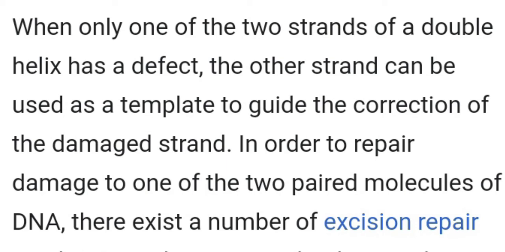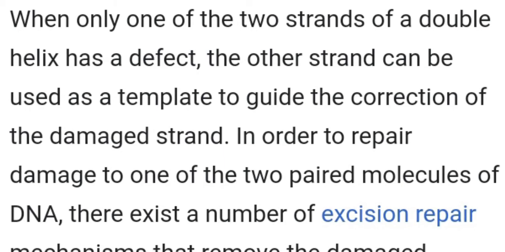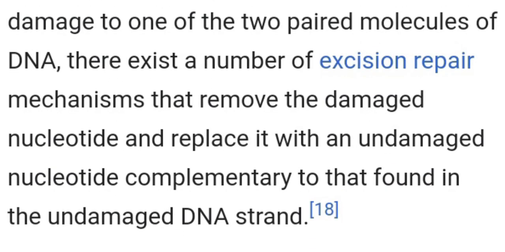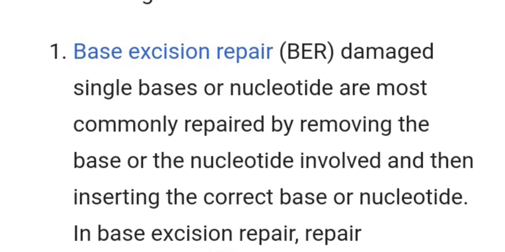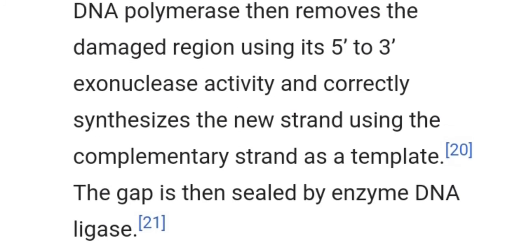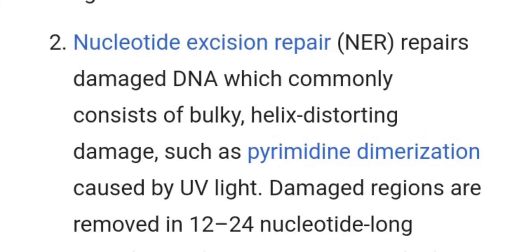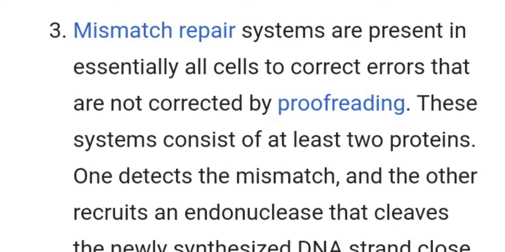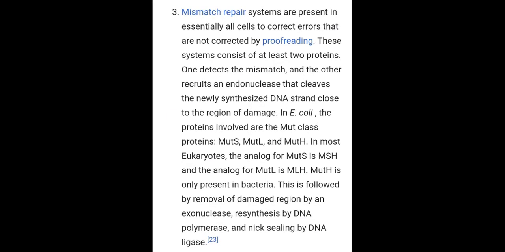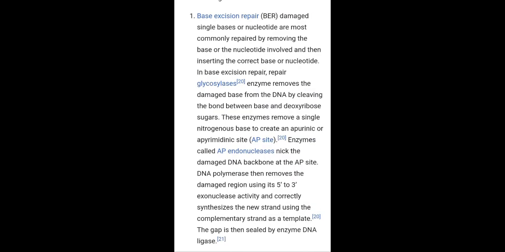This is called excision repair. Excision means to cleave off the damaged base and replace it with the correct base by using the non-damaged strand as a template. There are various mechanisms for this, like base excision repair, in short BER. Then another one is nucleotide excision repair, or NER. Then, very important, mismatch repair. So these three repair systems are involved in single stranded damage. I will talk up to the mismatch repair. In the next video I will discuss the other mechanisms of DNA repair.